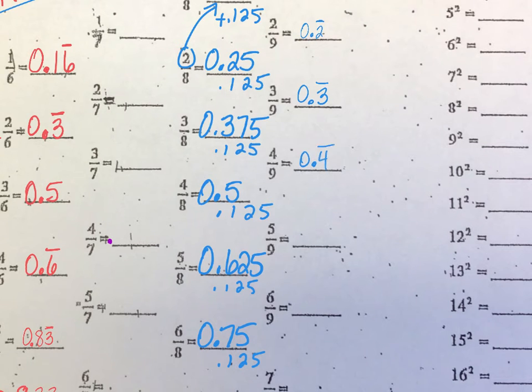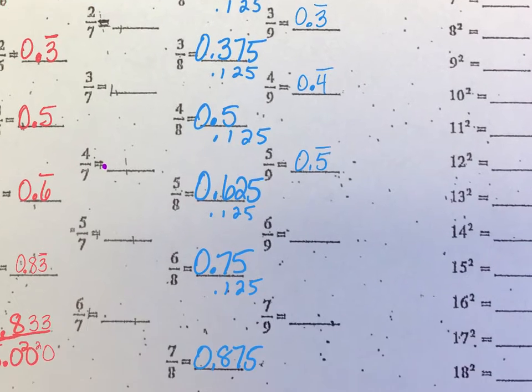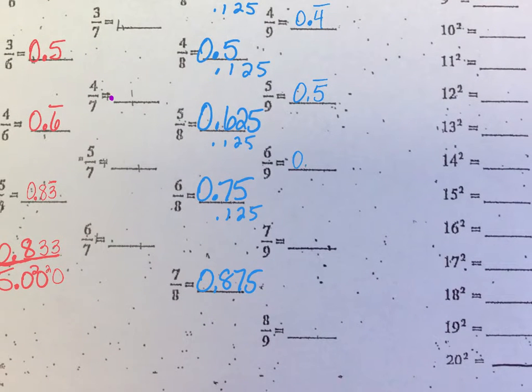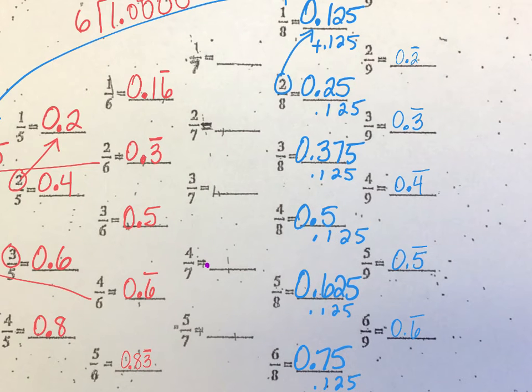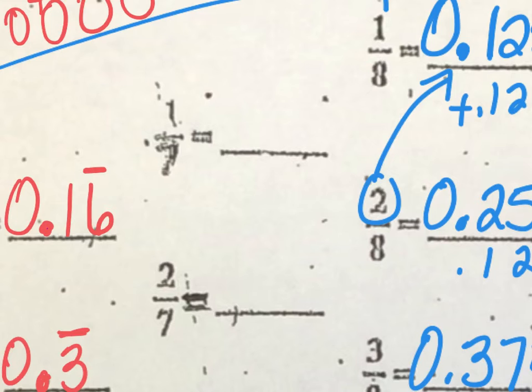0.4 repeating. What's 5/9? 0.5 repeating. 6/9, 0.6 repeating. 7/9, 0.7 repeating. 8/9 is 0.8 repeating. Okay? On 1/7, I want you on the calculator to take 1 divided by 7.